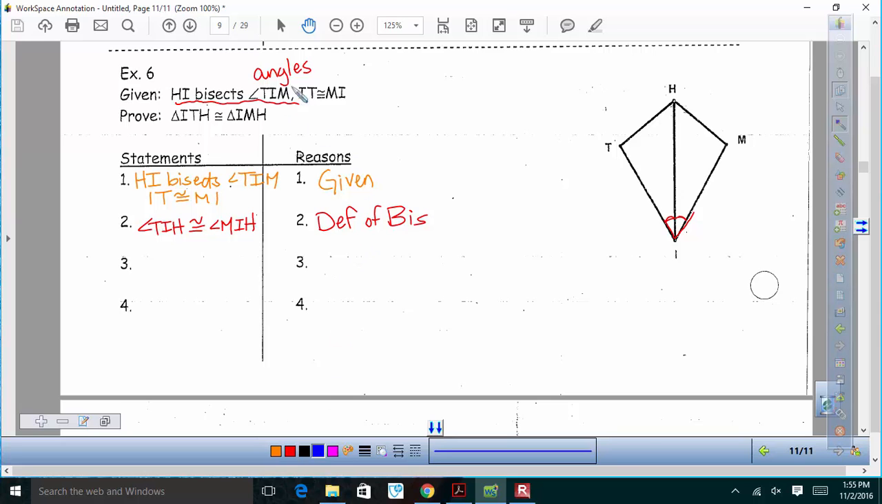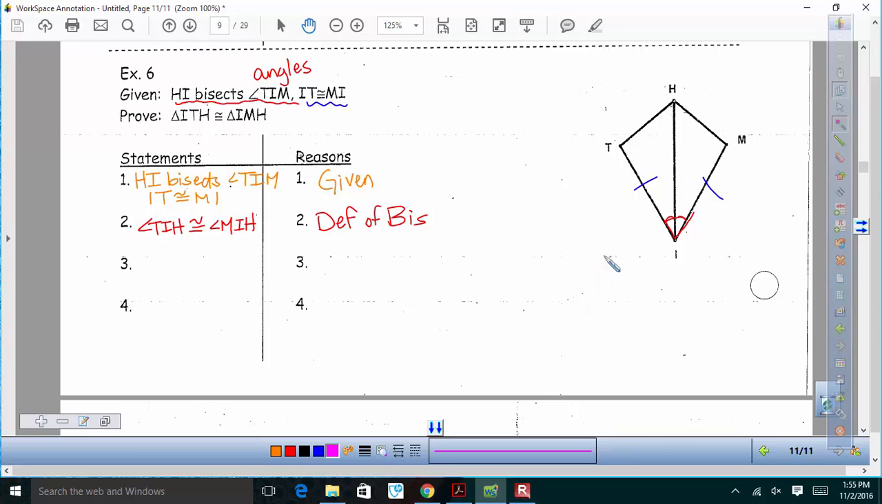Okay. Then the second thing given is IT is congruent to MI. So IT is this side, MI is this side. Do I need to write down that? No, because it's just given to me. It tells me that they're congruent. So now, do I have enough to prove? No, so I've got to look at what's implied by the picture.